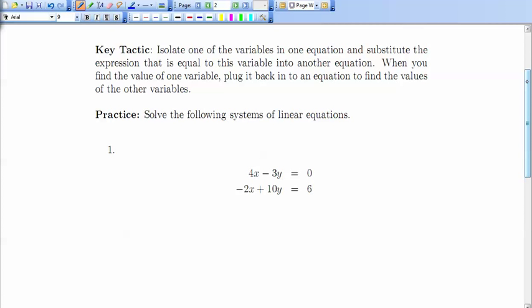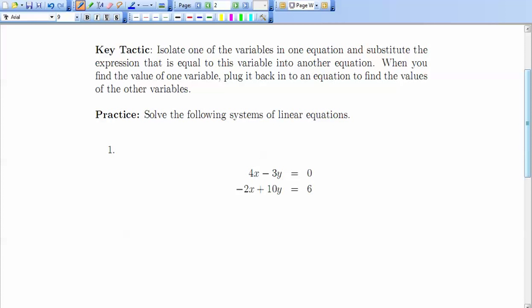I guess before we go on, let's just quickly review that key tactic. So your key idea is choose one of the equations. It's your choice. And once you've made that choice, you can choose either variable, or whichever variable you want in that equation, and isolate it. So you have lots of choices there. Some choices are better than others. Anything will work, but some are easier than others. So think a little bit about that.